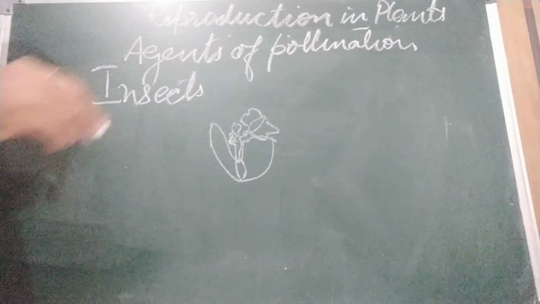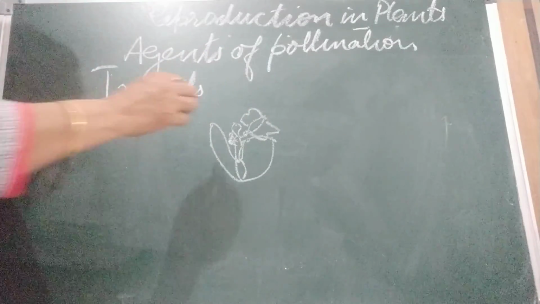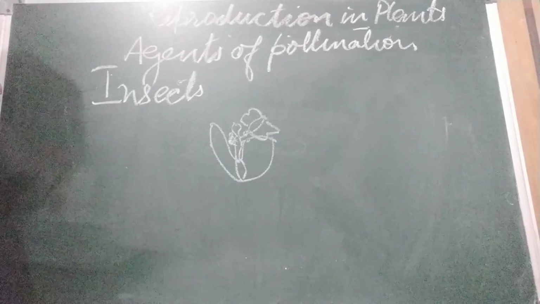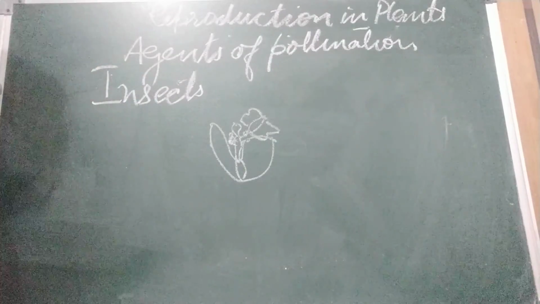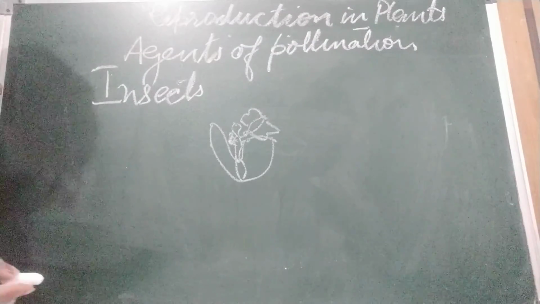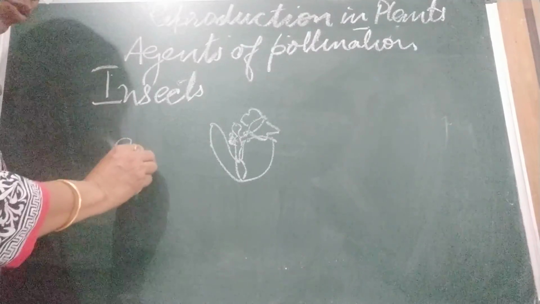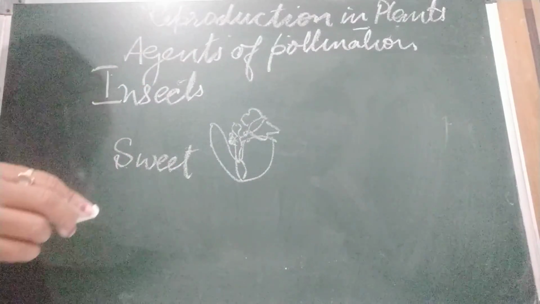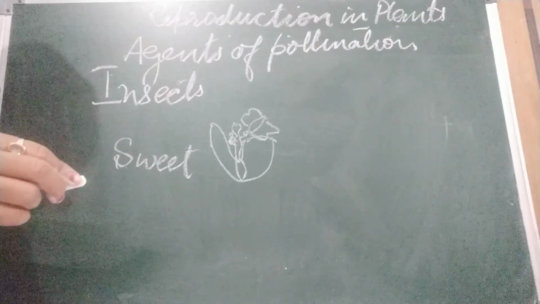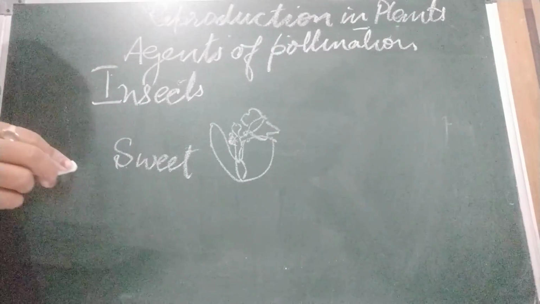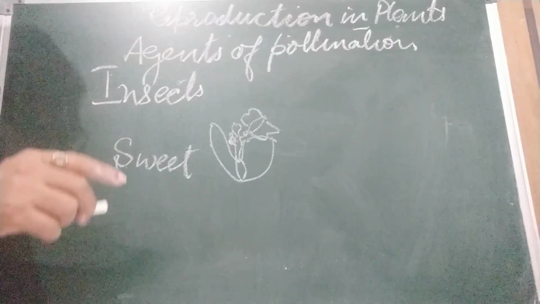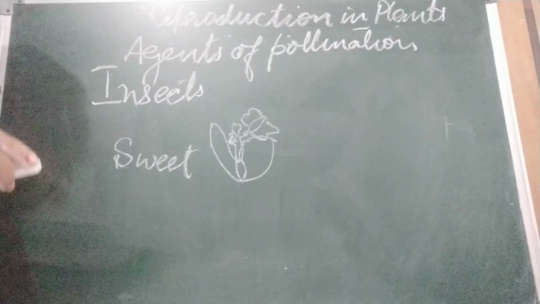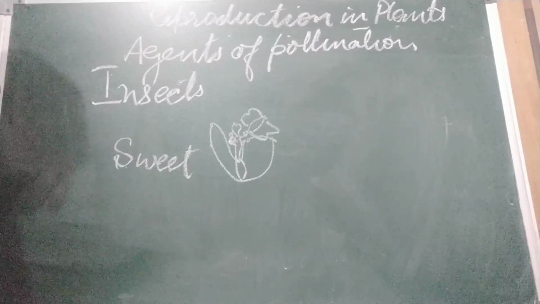Okay? When the insect visits another flower, the pollen grains fall on the stigma of the other flower. Insect pollinated flowers usually have a sweet smell. This sweet smell attracts the insects. They have brightly colored petals and are rich in nectar. So what three things did I tell you? Sweet smell, brightly colored petals, and rich in nectar. For example, rose, sunflower and gulmohar.